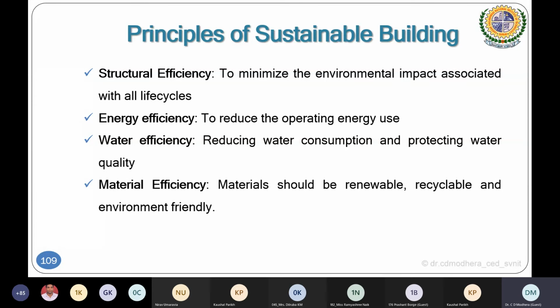Structural efficiency, what does it mean? Energy efficiency, water efficiency, and material efficiency. Efficiency is a general word, but it relates to structure. Then what is the meaning? To minimize the environmental impact associated with the whole life cycle. Second, energy: reduce the operating energy use. Energy you are using is minimal compared to traditional.